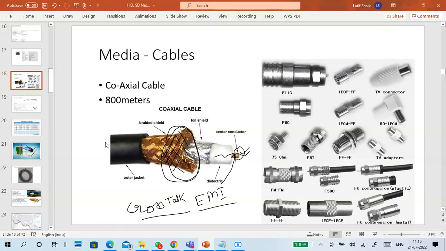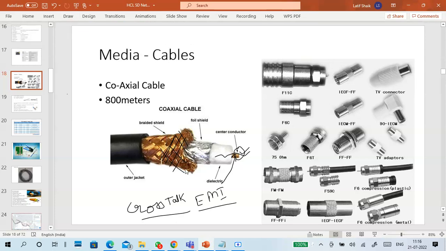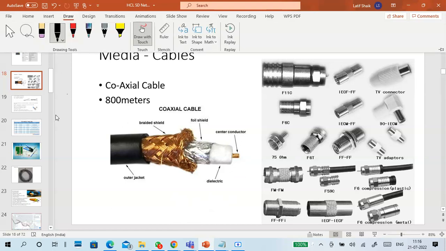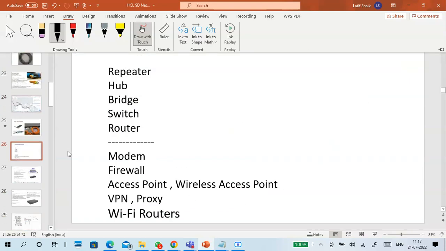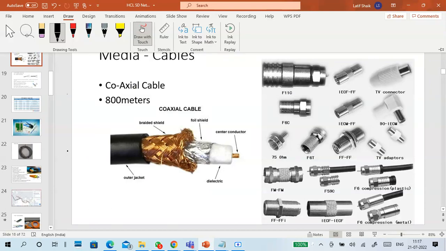What is electromagnetic interference? To avoid electromagnetic interference, we are using this copper mesh. But what is the fault in it? The incoming and outgoing signal, means you are receiving a signal and you are sending a signal through one single channel only, right? You are sending as well as receiving with a single channel only. So here guys, I didn't add that point here. Maybe we should add or not.